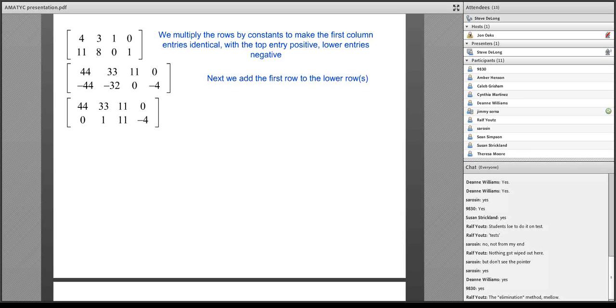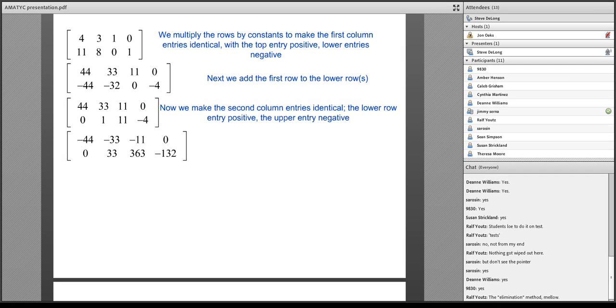And now I said, let's do the same thing to the second column. Let's try to make the second column entries the same, except one of them should be positive and the other one should be negative. And I said, what's the least common multiple of 1 and 33? And just about everybody immediately snapped out, it's 33. So I said, let's multiply the second row by 33 and the first row by -1.